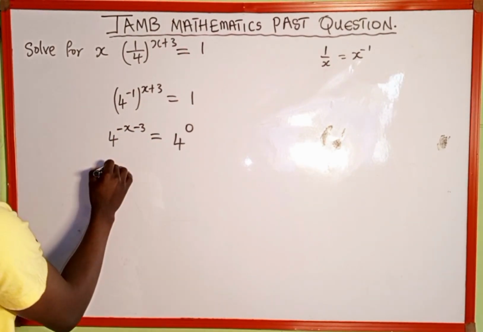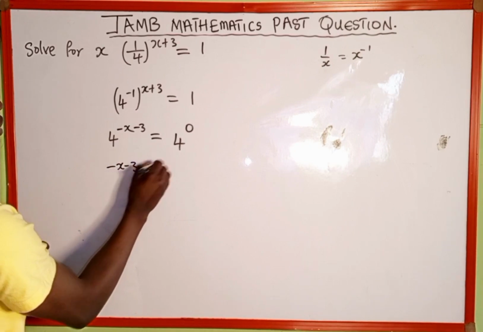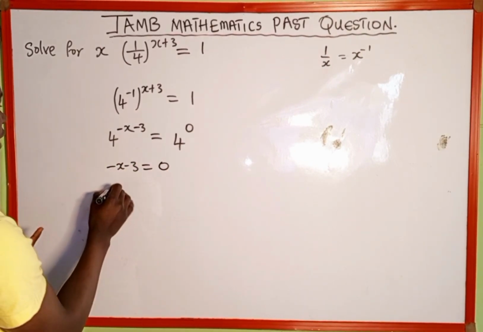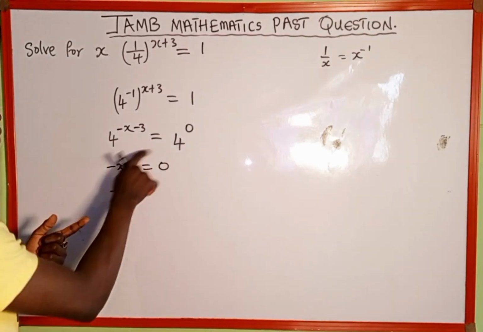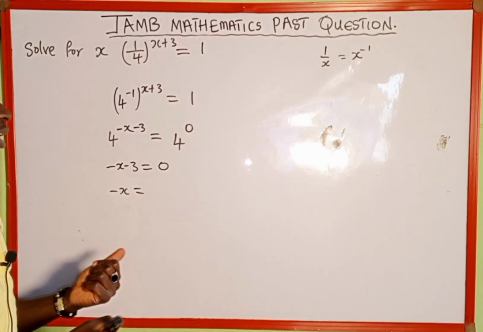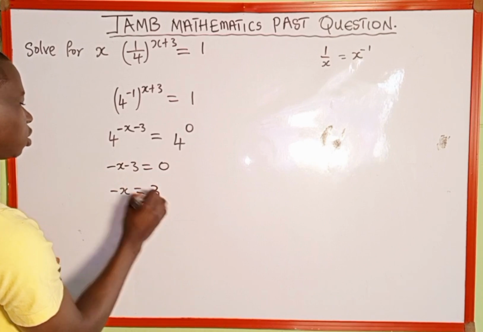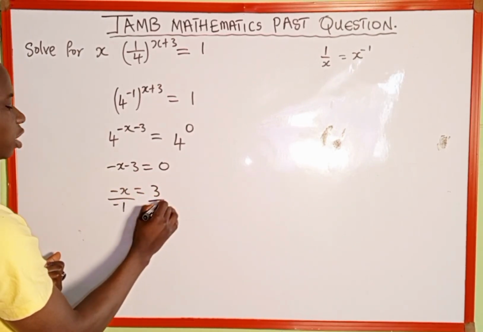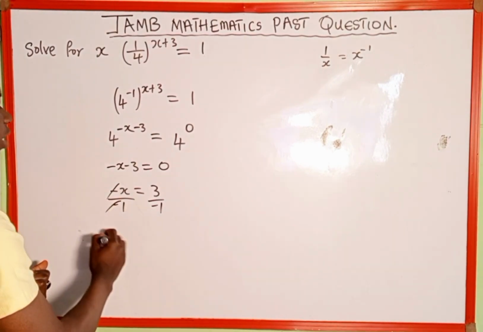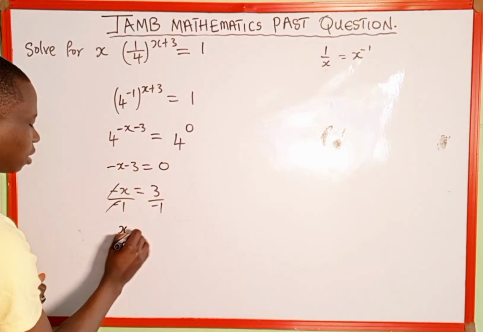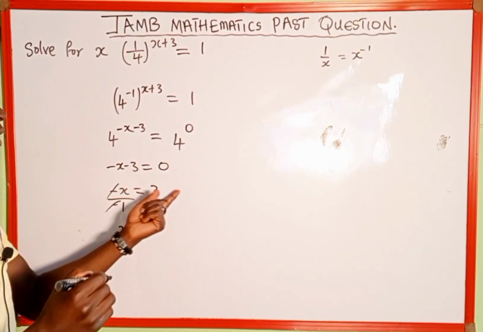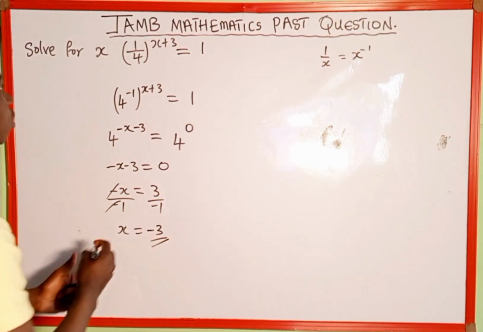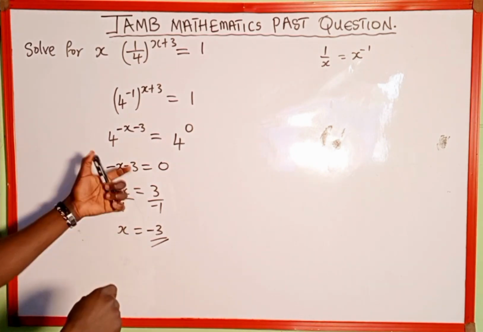So the first power is -x minus 3, which is equal to, the power here is 0. Now we're going to solve for the value of x. -x will be equal to, we take this -3 to the right hand side of this equation, it becomes positive because of this equality sign. So we divide through by -1, so that this is going to cancel this. x divided by 1 is the same as x, which is equal to 3 divided by -1, which is going to give us -3. So -3 is the value of x that satisfies this exponential equation.